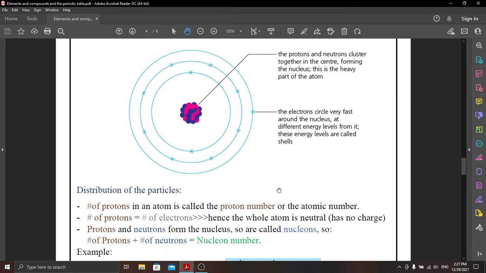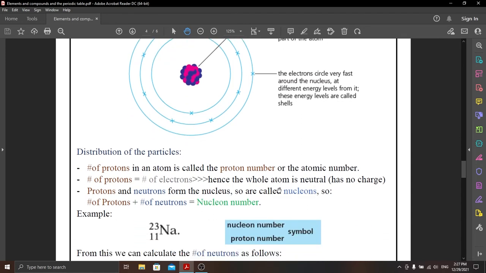Now we need to know about the distribution of the particles, I mean by numbers. The number of protons in an atom is called the proton number, or the atomic number. The number of protons equals the number of electrons. So the amount of positive charges equals the amount of negative charges. I need you to pay attention. I mentioned the number of protons and the number of electrons. Why didn't I mention the number of neutrons? Because they don't have a charge, so they won't affect the whole charge of the atom. So the number of protons equals the number of electrons, which means the whole atom is neutral.